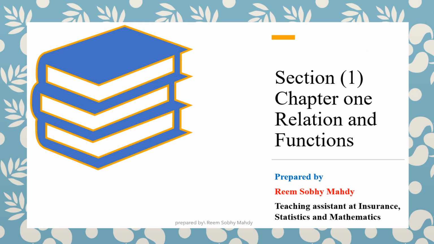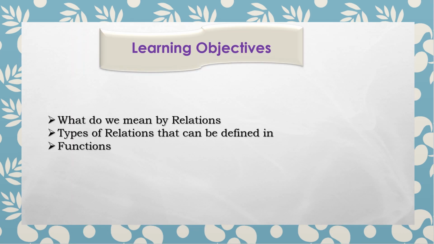Today, in our first section, we are going to discuss Chapter 1 titled Relations and Functions. In this chapter, we hope to learn some objectives such as what do we mean by relations? What are the types of relations that can be defined? Also, what do we mean by functions as a special case from relations?